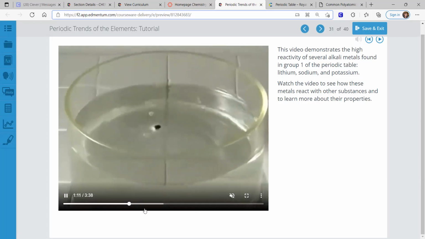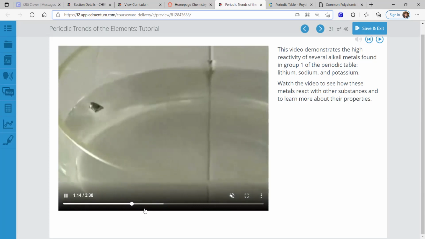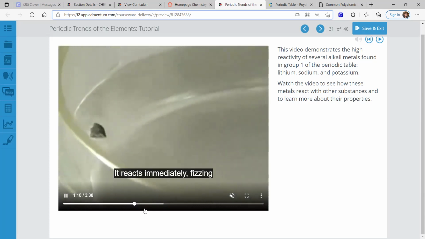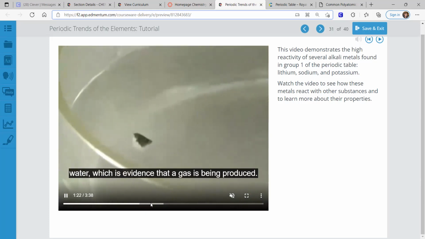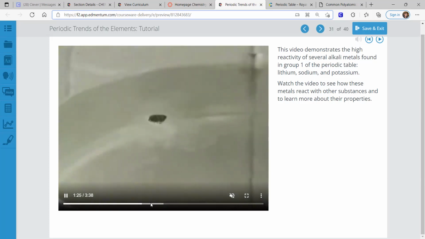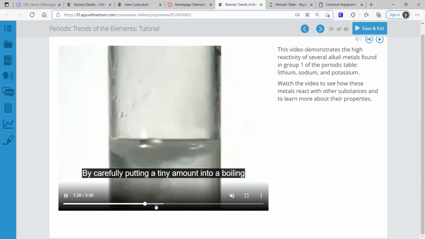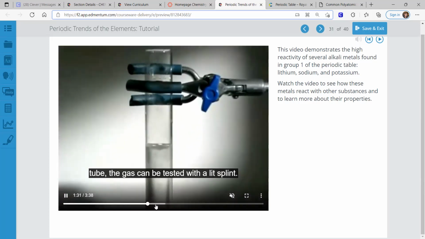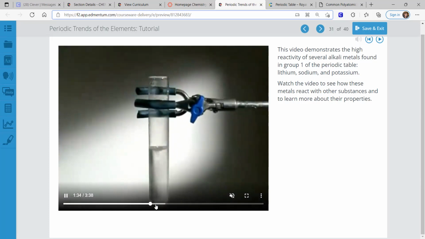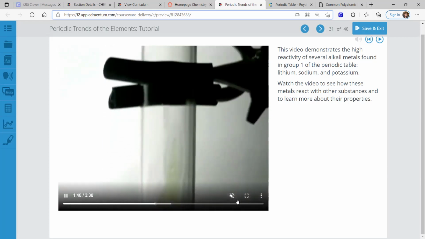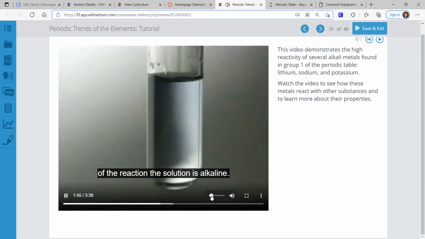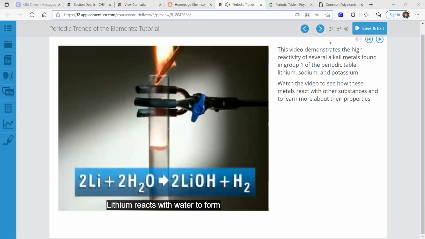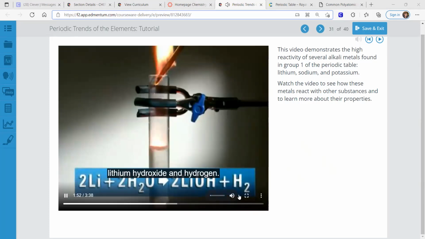Same thing if you put them in water. Lithium floats and slowly reacts with it, causing those fizzing bubbles. That means there's gas being produced, right? You can use fire to show you. There's actually an audible pop. Universal indicator. Lithium reacts with water to form lithium hydroxide and hydrogen.